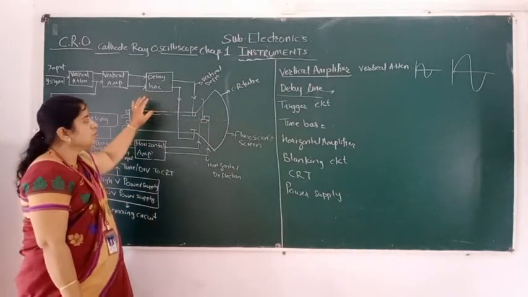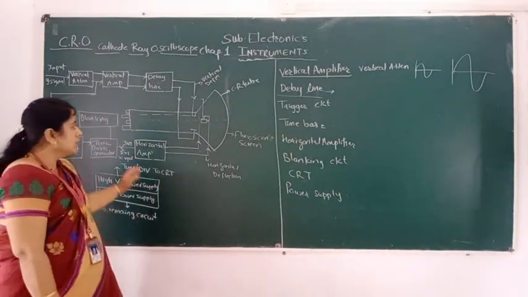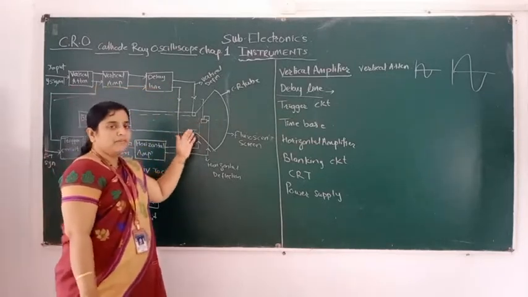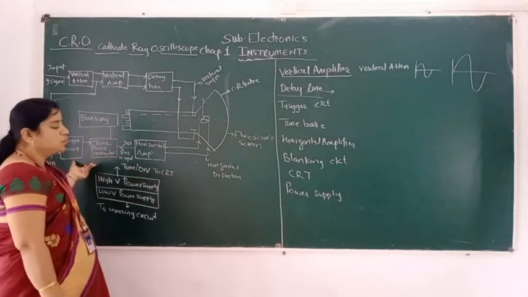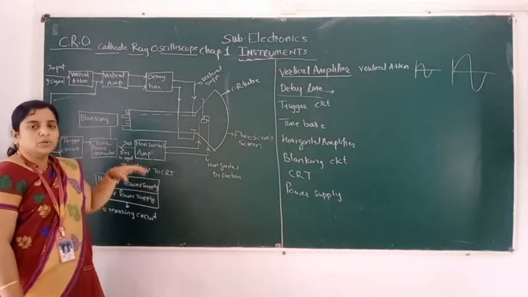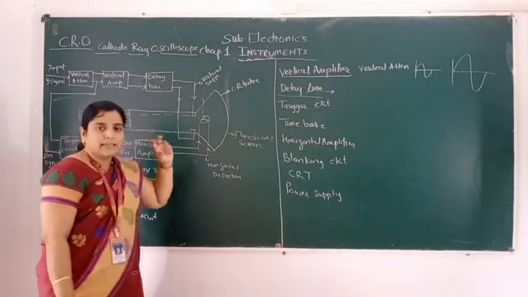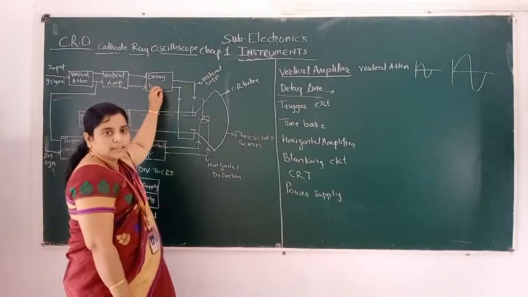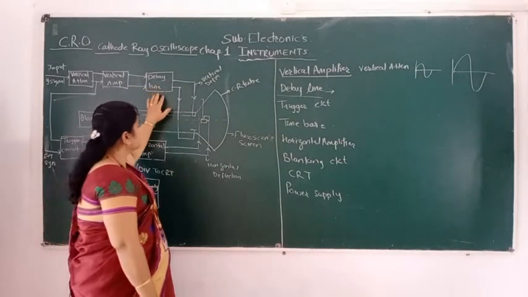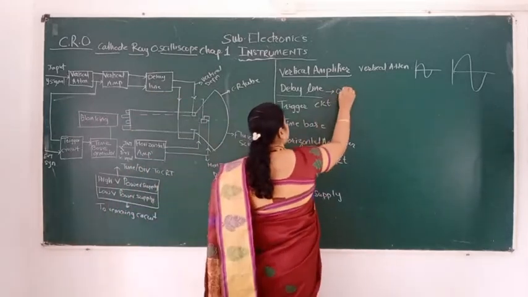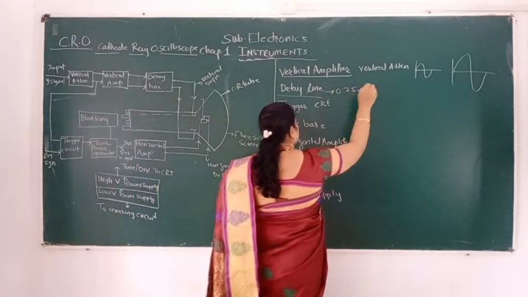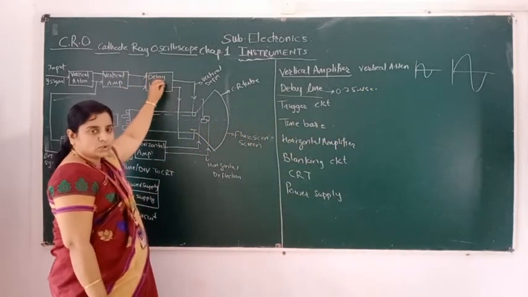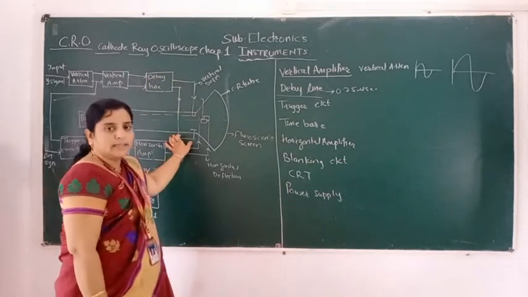Why is the delay line used? When you apply the input signal to the vertical amplifier as well as the horizontal amplifier, before reaching the horizontal amplifier there are two blocks which cause distortion. To avoid that distortion, the delay line is used. It stores the input signal with a delay of 0.25 microsecond, so that the signal can be amplified and then given to the vertical deflection plate.